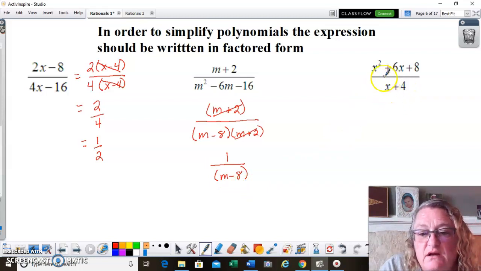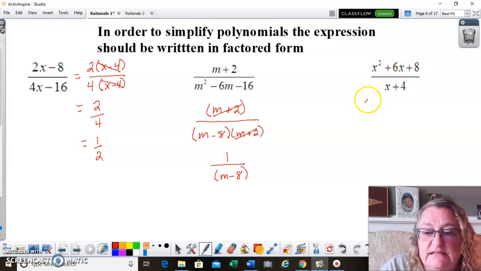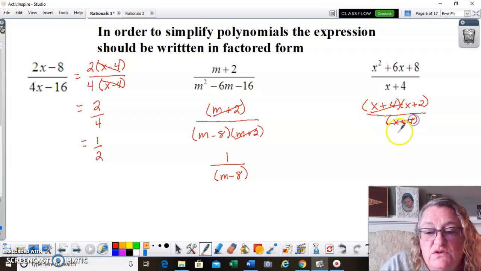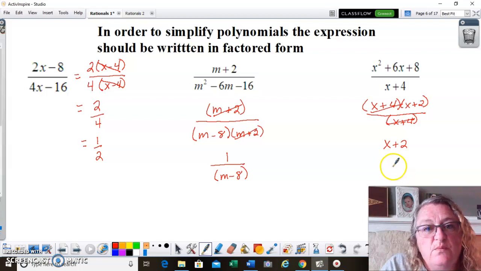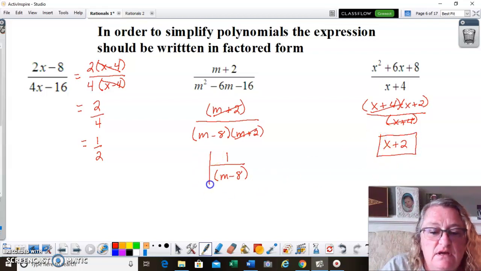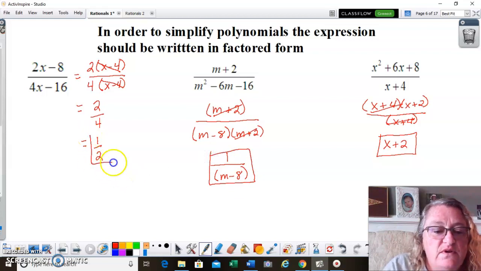In this third one here, we're going to factor the top. I need numbers that multiply to 8 and add to 6. So I'm looking at x plus 4 and x plus 2. The denominator is already prime at x plus 4. Again, we have x plus 4 that matches. So in the numerator, we have x plus 2. In the denominator, we don't have anything left, so it's just 1. But usually if our denominator is 1, we don't write it. So there's my result of simplifying all three of those.